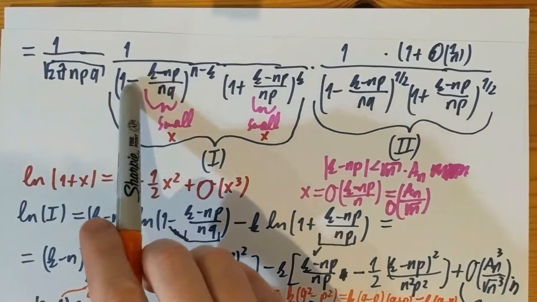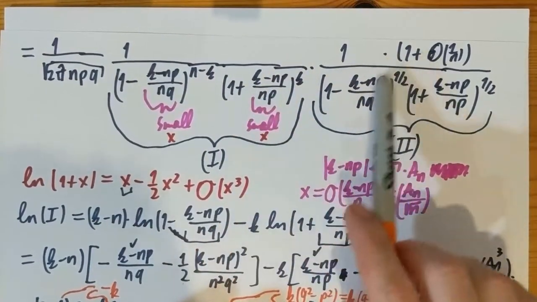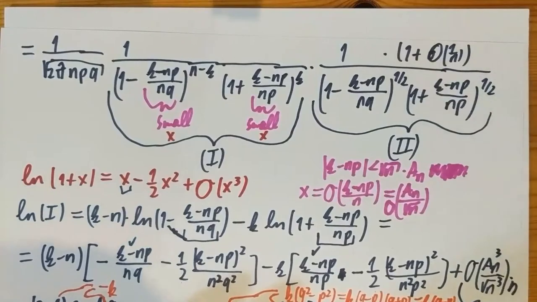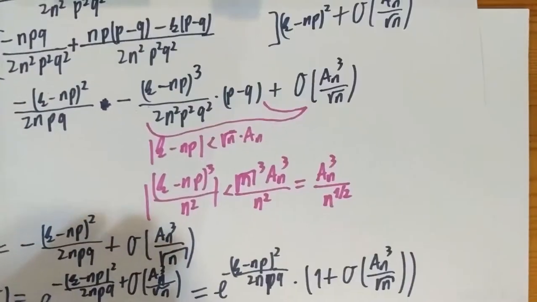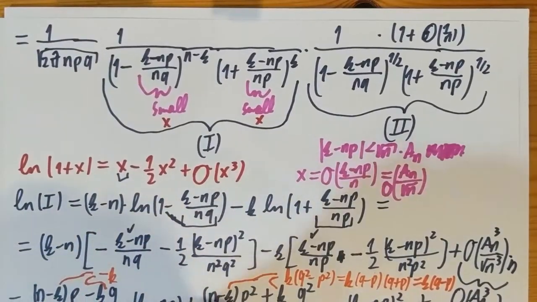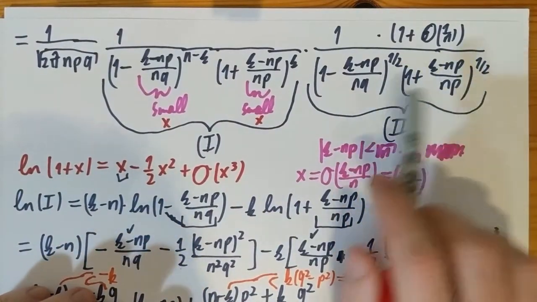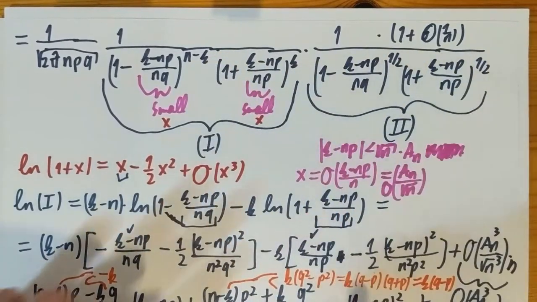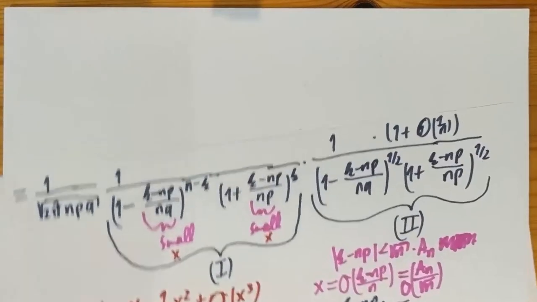In both terms we have 1 minus small or 1 plus small to some powers, and we have some error as well. And we calculated term 1, which ended up as this exponential and error, and now it's time to do term 2. Now, for term 1, we did a series expansion of logarithm. For term 2, life is simpler. The reason it's simpler is that we only have a 1/2 power here. So we don't need to deal with changing powers. It's just a fixed constant 1/2 power. So life is actually much simpler.